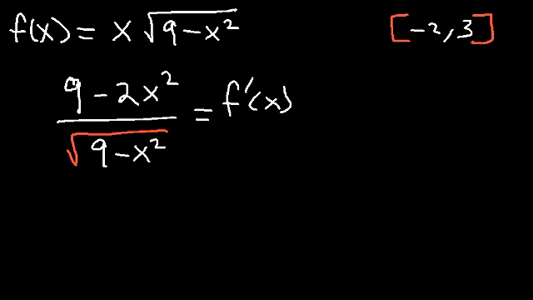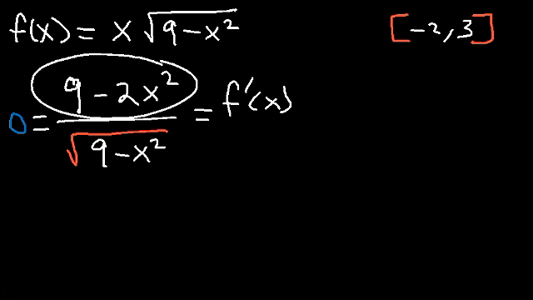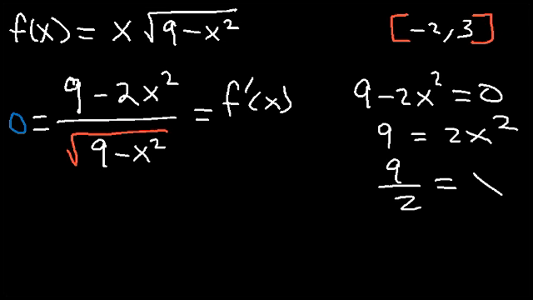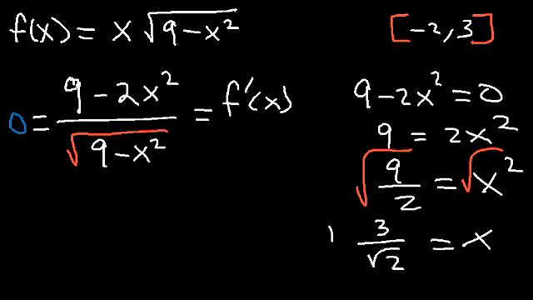And now at this point, we want to set it equal to 0. So to find the critical numbers, set the numerator and the denominator equal to 0 separately. So let's start with the numerator. If 9 minus 2x squared is equal to 0, we can add 2x squared to both sides. So 9 equals 2x squared. And then we can divide by 2 and then take the square root of both sides. The square root of 9 is 3. So it's 3 over root 2. You can rationalize it if you want, but I'm going to leave it like this. And it's going to be plus or minus.